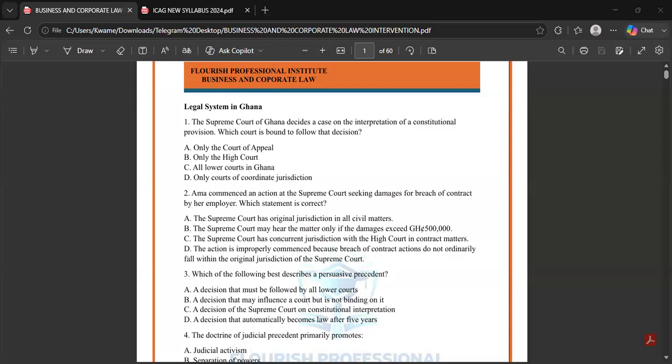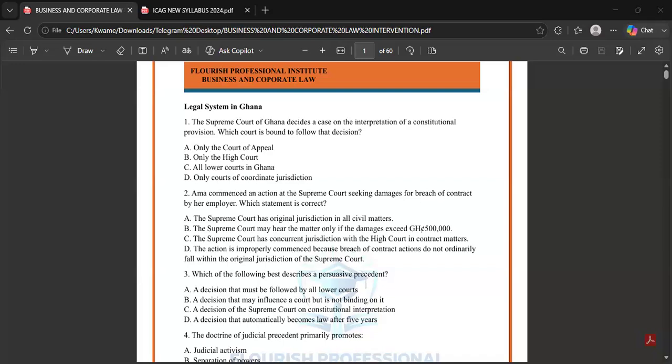All right. So over here, the appropriate answer is D. The answer is D. Because for the A that you chose, Supreme Court has original jurisdiction in all civil matters. It's not true. Civil matters is the High Court. The High Court has different divisions where we have even the marriage and family aspects and all that. So when it comes to civil matters, the Supreme Court doesn't have original jurisdiction. That statement is false. The answer will be D.